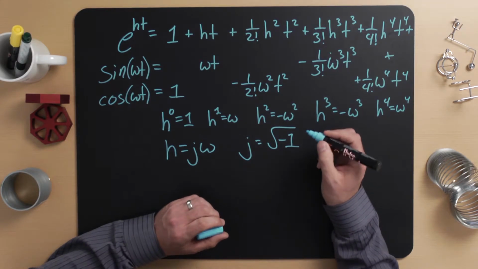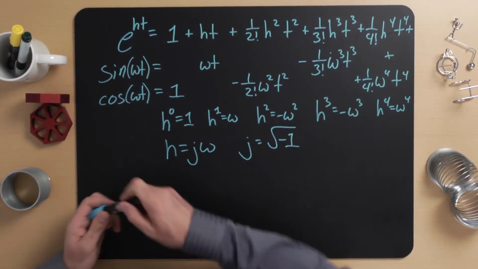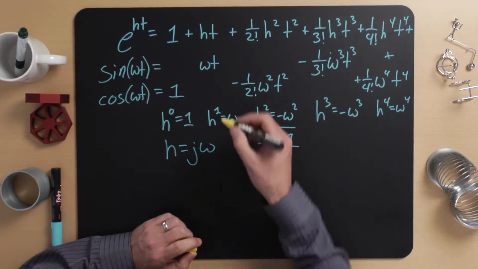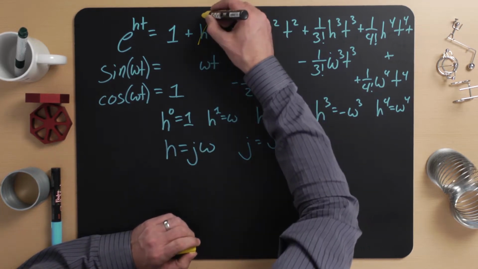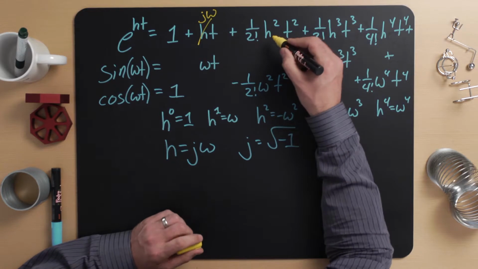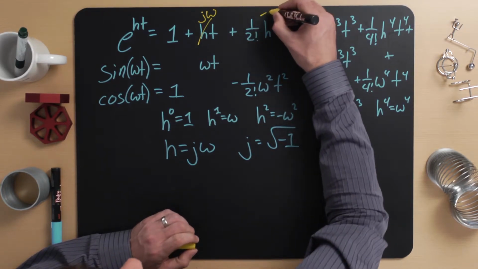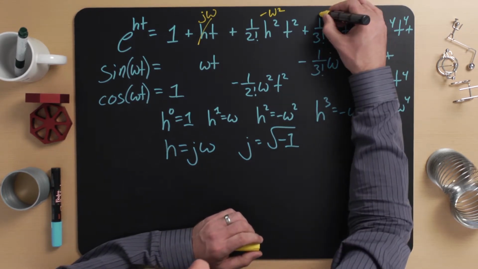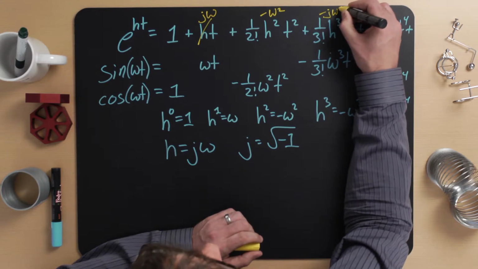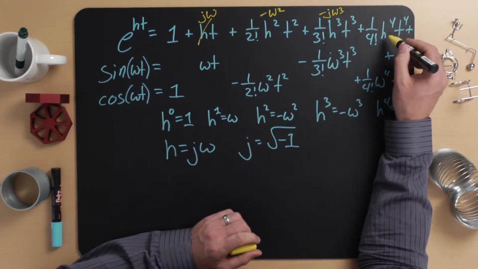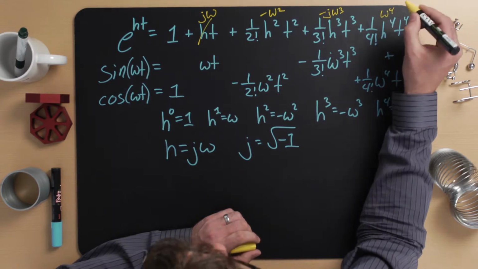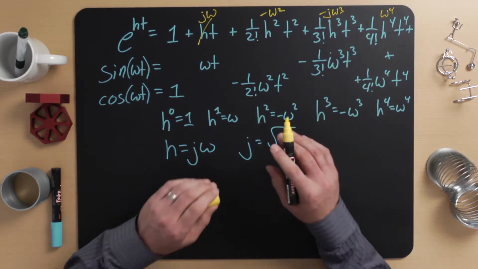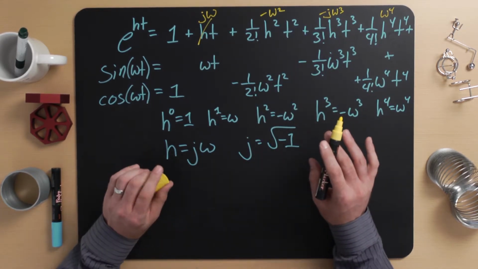So if I use this, and I'm going to use a different color so this can be as clear as possible, if I just substitute in j omega for every place that I see h, I'm going to get j omega here, and then j omega squared is equal to minus omega squared. J omega cubed is equal to minus j omega cubed, and j omega to the 4th is equal to omega to the 4th. Now notice that the odd powers have j's and the even powers don't. So we've successfully used j to separate the two groups from each other.